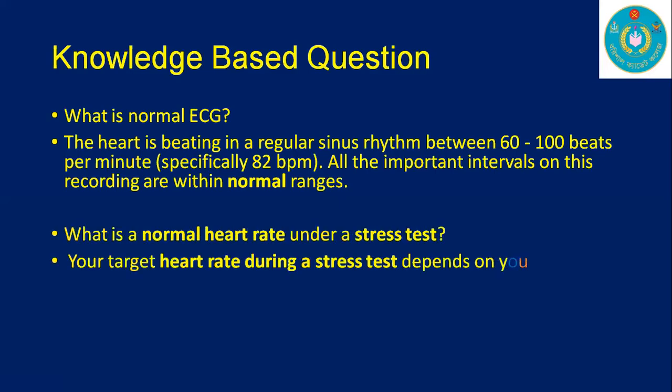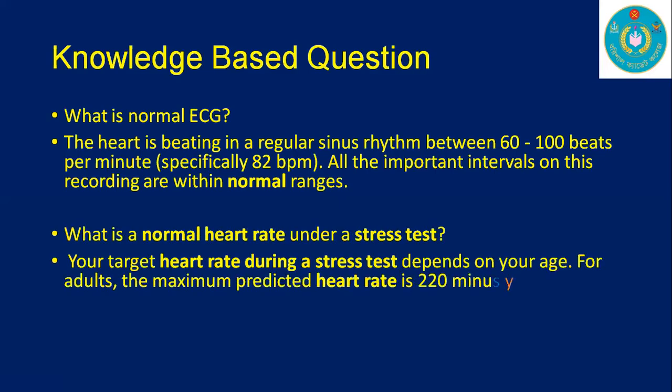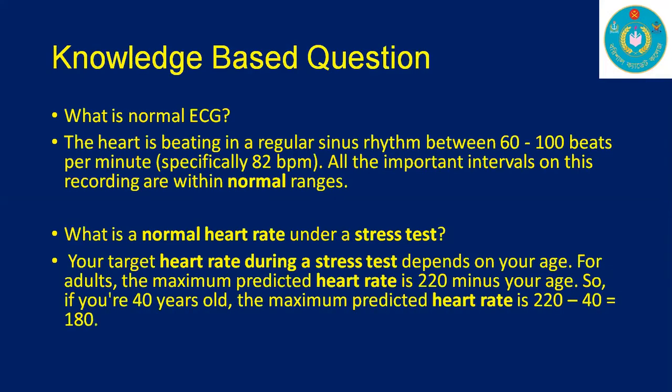What is the normal heart rate under a stress test? Your target heart rate during a stress test depends on your age. For adults, the maximum predicted heart rate is 220 minus your age. So if you are 40 years old, the maximum predicted heart rate is 220 minus 40, which is equal to 180.